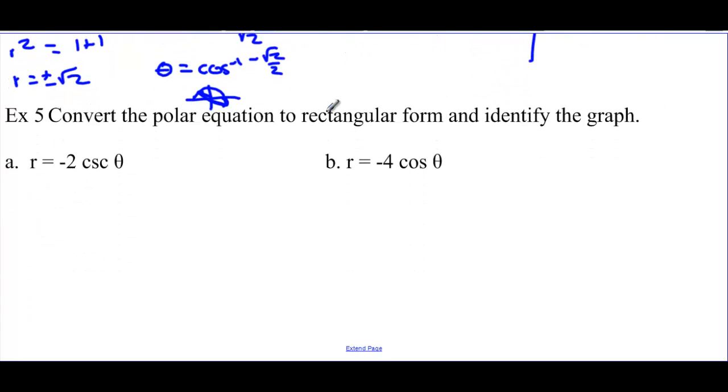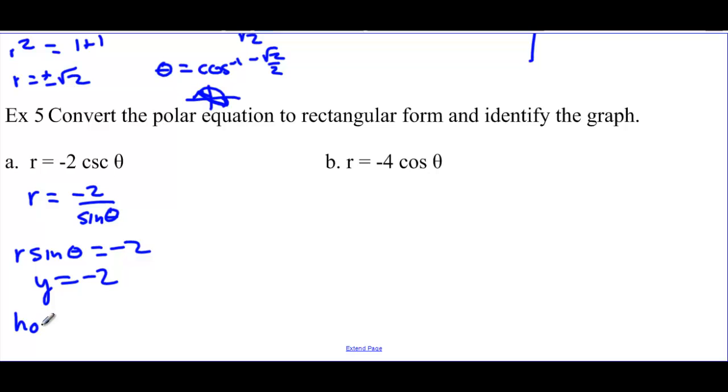Convert the polar equation to rectangular form and identify the graph. On letter A, we have r equals negative 2 cosecant of theta. So r can be written as negative 2 over sine of theta. Now if we multiply both sides by sine, we have r sine of theta is equal to negative 2, and r sine of theta is y. And this is a horizontal line.